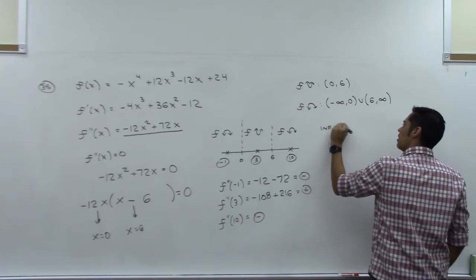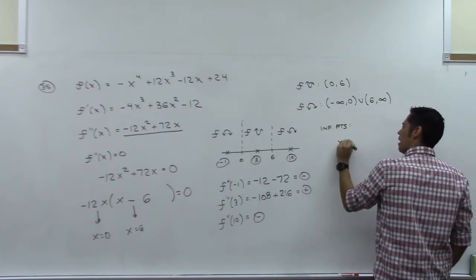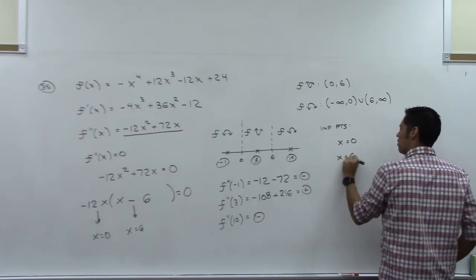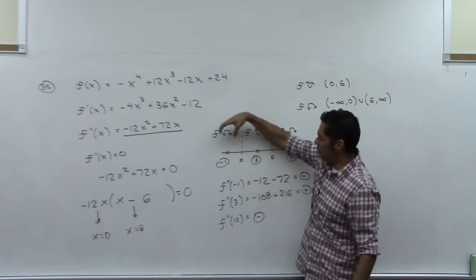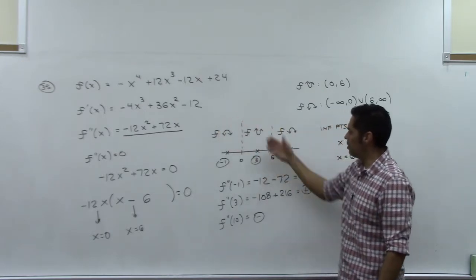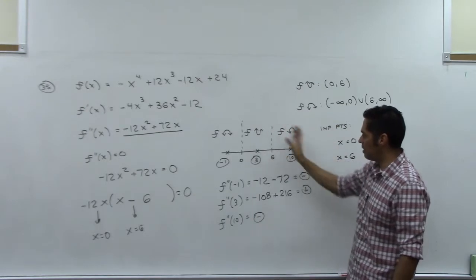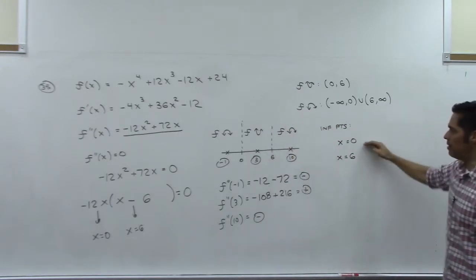Inflection points, I actually have two of them. X is 0, X is 6. Because at 0 you go from concave down to concave up, and at 6 you go from concave up to concave down. So anytime we have a change in concavity, we have an inflection point.